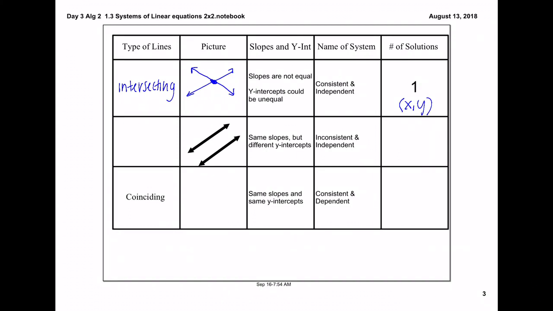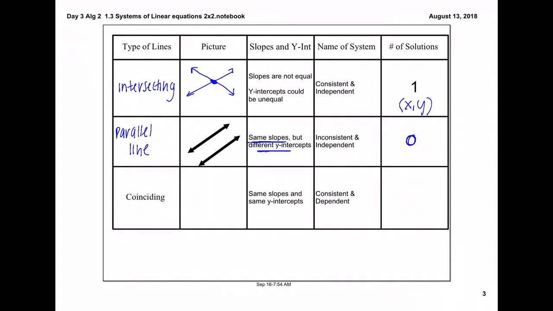The second type of line that we can talk about is parallel lines. Our picture, you can see the two lines are next to one another and they will never cross or intersect. They have the same slopes always, but different y-intercepts. We name this system by saying it's consistent and independent, and it will have 0 solutions because it will never cross.